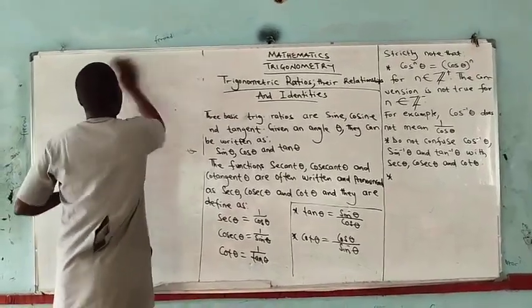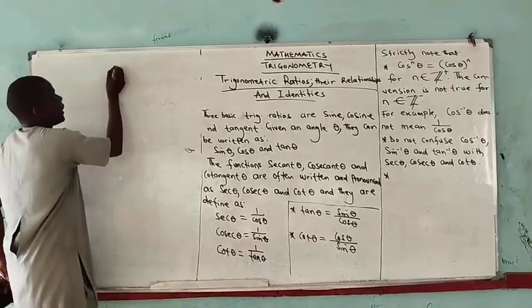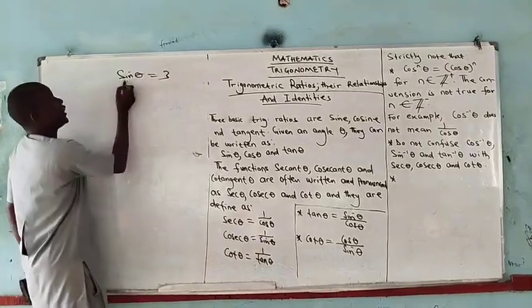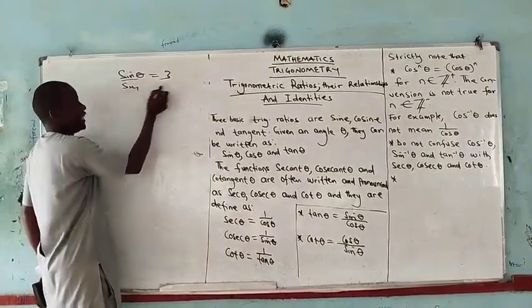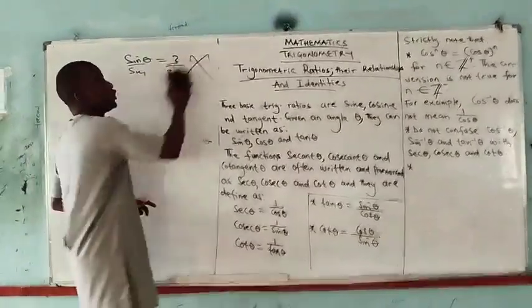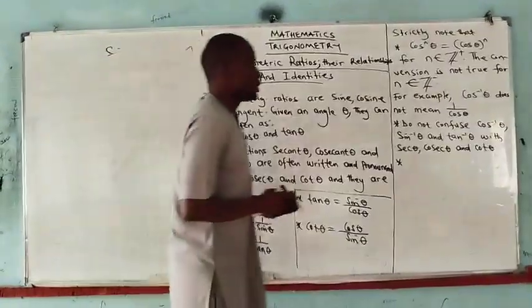If you have something like sine theta is equal to 3, you cannot say divide both sides by sine. This one is totally wrong. You cannot do that. So we'll talk about this when we come to trigonometric equations.